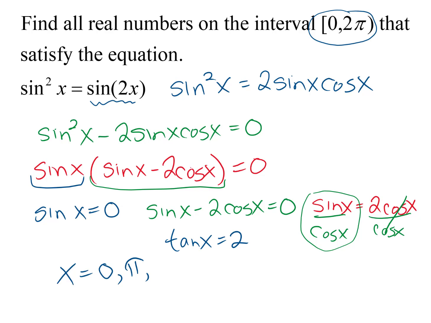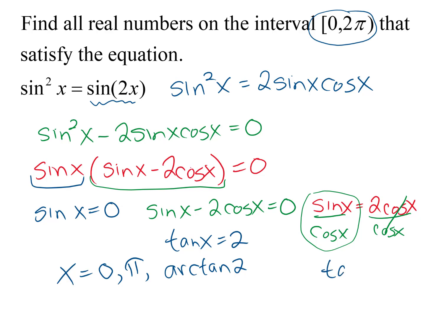Now this isn't a unit circle value, so if I'm not told to use a calculator and approximate, then I should express this like you did on the homework in exact form. And so if I take the inverse tangent or arctangent of both sides, then I can solve it for x, and I would have arctan of 2. That would be my first solution.